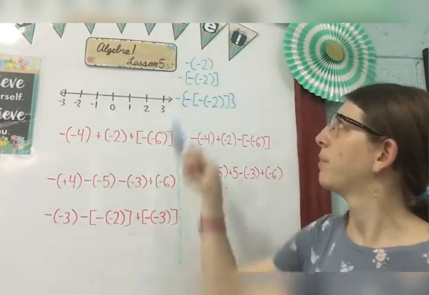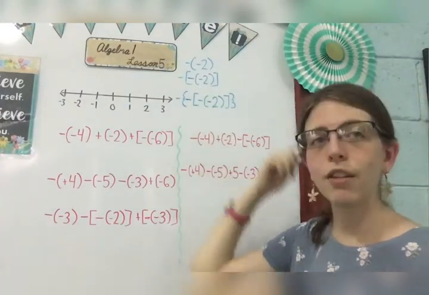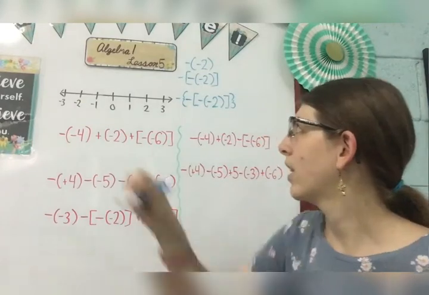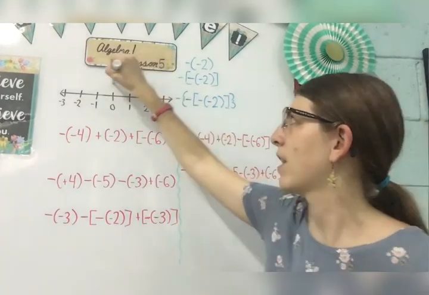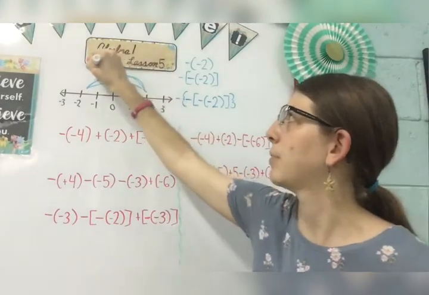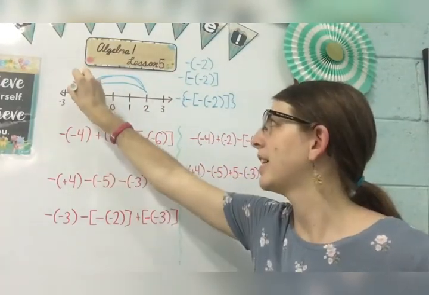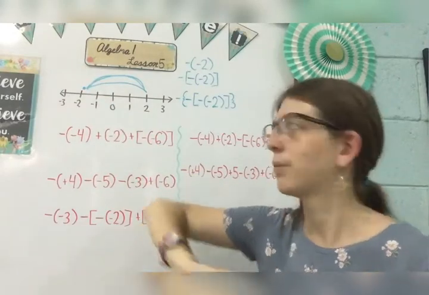Let's look at another one. The opposite of the opposite of the opposite of 2. So we started here at 2. We have the opposite of 2, the opposite of negative 2, and the opposite of 2. So we went back and forth 3 times, and we landed here at negative 2.